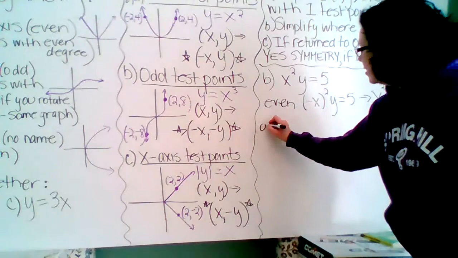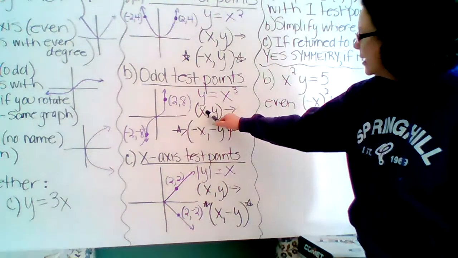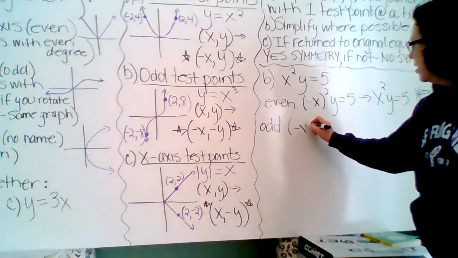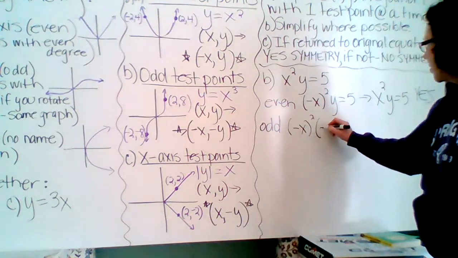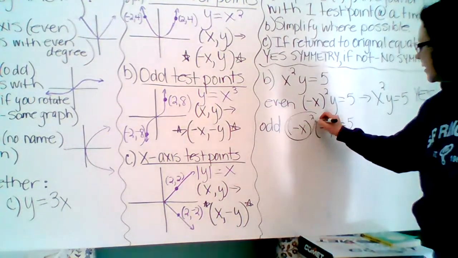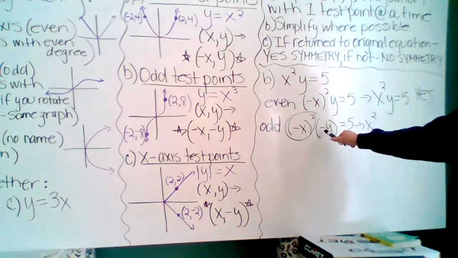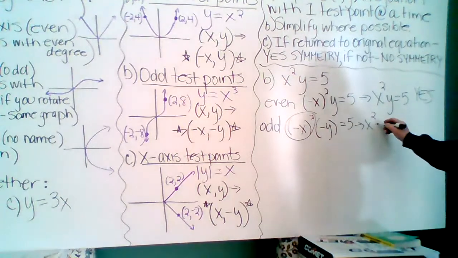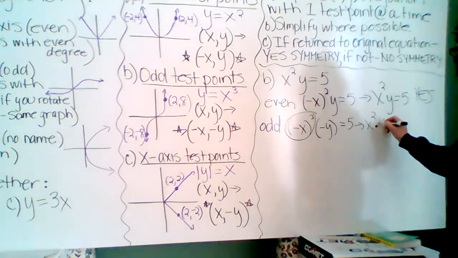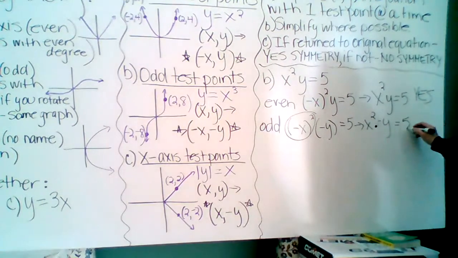Let's check odd. Odd, wherever I see an x and a y, I'll put a negative x and a negative y. Let's take a look. We already said that was a positive x squared. Negative y. That's better. There we go. Equals 5.